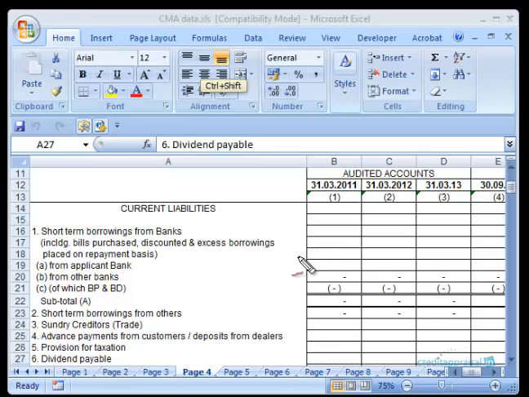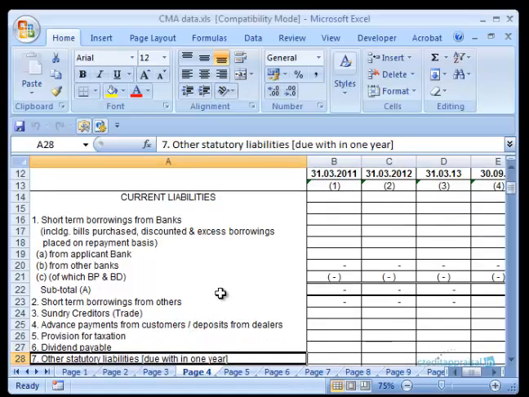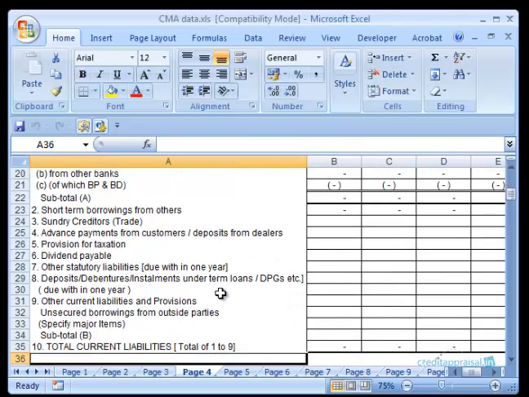If you see here, we are starting with liabilities. We'll discuss each item later, but for the moment just see the format. In current liabilities you have various items like short-term borrowings from banks, creditors, advance payments from customers, and so on. This classification here is the current liabilities, and you have the total of current liabilities.